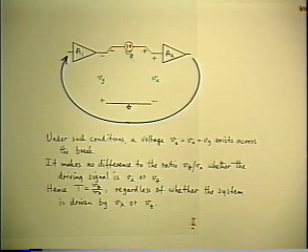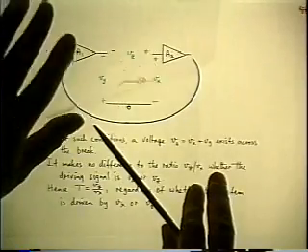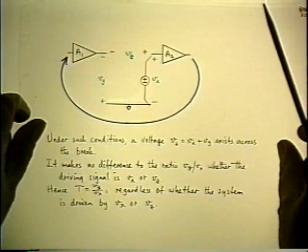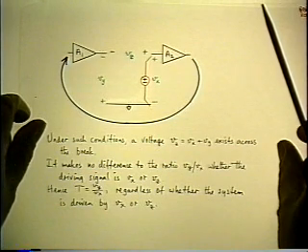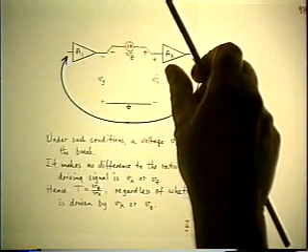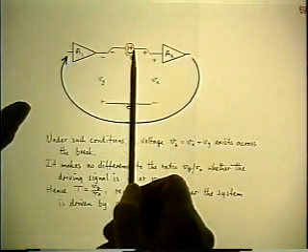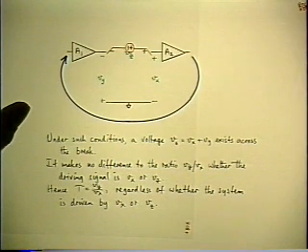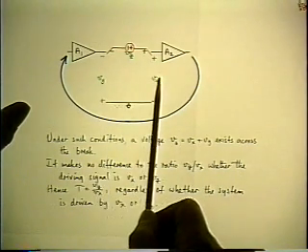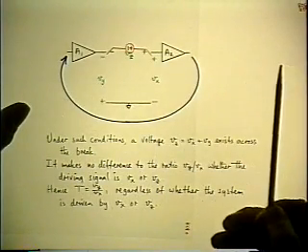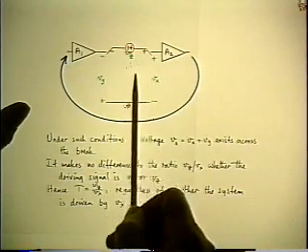So to put that in words, the first method involved breaking the loop and applying a test signal and measuring Vy over Vx. The second method implies that you don't break the loop, but you inject a test signal into the closed loop. The loop remains closed. And again, you measure Vy over Vx, and you get the same answer, which is what you're looking for, but you've totally bypassed the problem of breaking the loop.